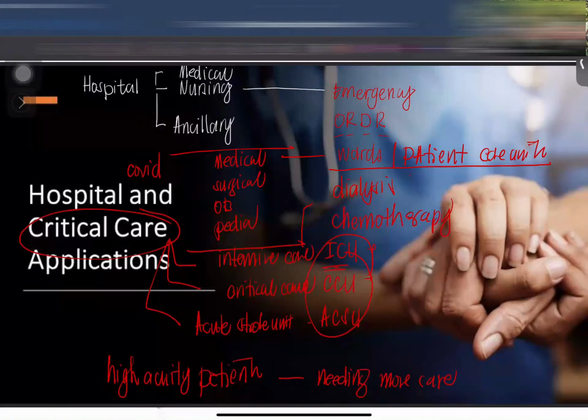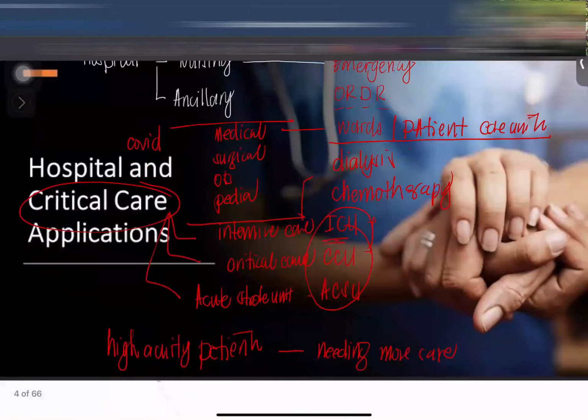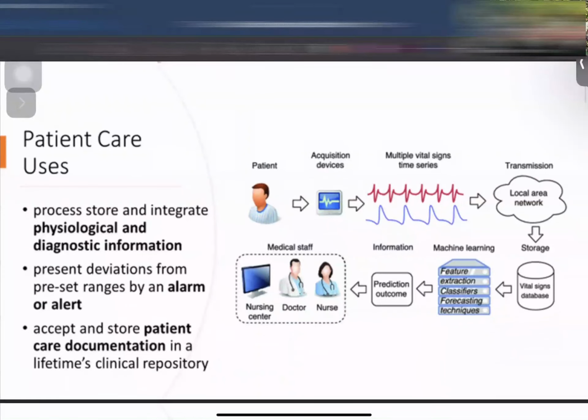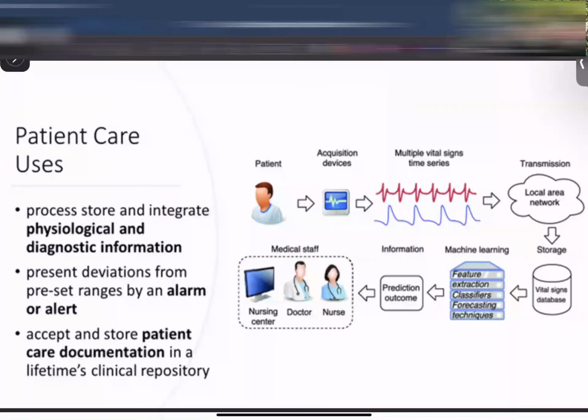So that's why it's being referred to as critical care units. Now, what are the patient care uses of your information technology? So students, with those various departments that I've mentioned, your information technology processes, stores, and integrates physiological and diagnostic information. So look at the words physiologic and diagnostic information. Plus, what the system does is integrate all of them so that we will be able to learn from those physiological and diagnostic information.